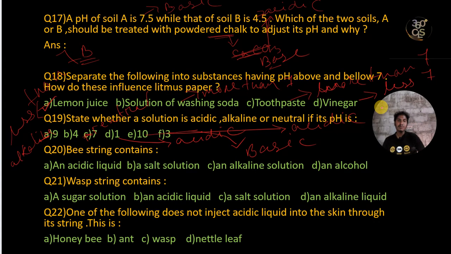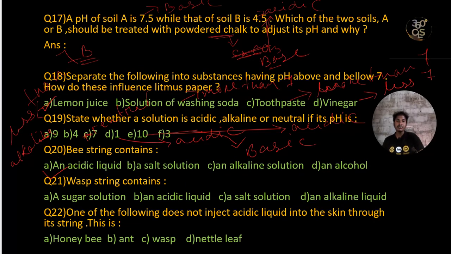Okay. The next problem is, a bee sting contains an acidic liquid solution, an alkaline solution, or alcohol. So the correct answer is an acidic liquid. So when a bee stings us, we can neutralize these acids by adding bases like baking soda. Okay, we can use baking soda to cure a bee sting.